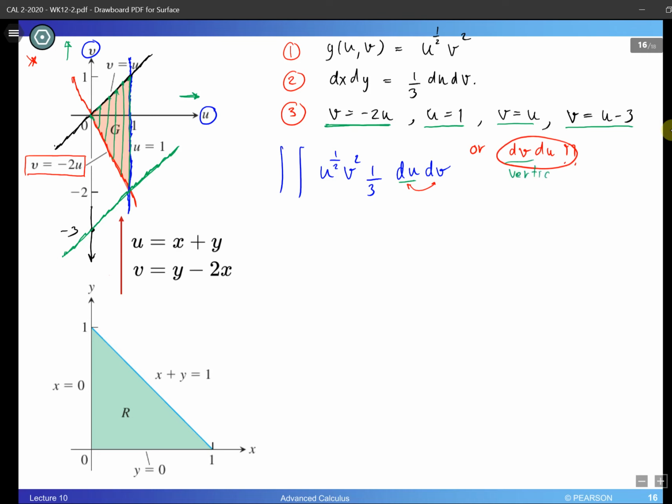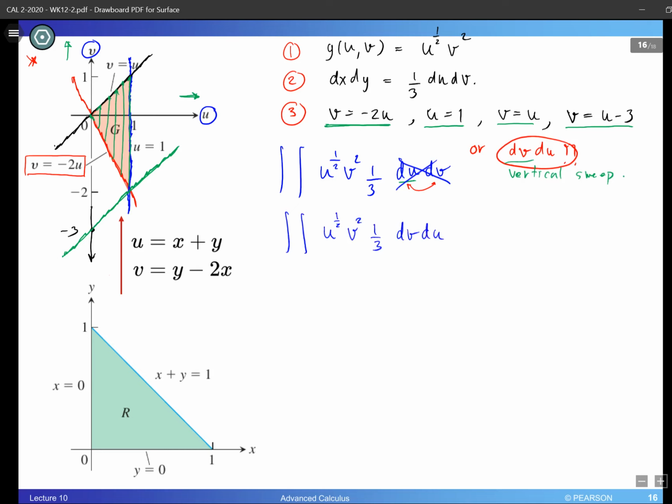Vertical sweep. So I'm going to change this to dv du instead. This one, I don't like it, so change it to a new one: u to the power of 1 over 2, v squared, 1 over 3. And we have picked the order of the integration. Start with dv to sweep the v direction first, and then du.